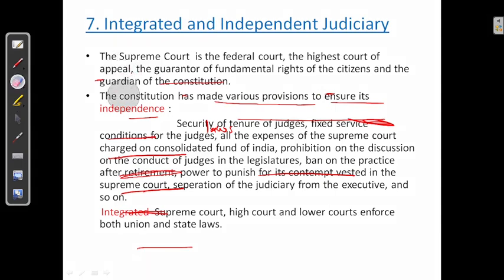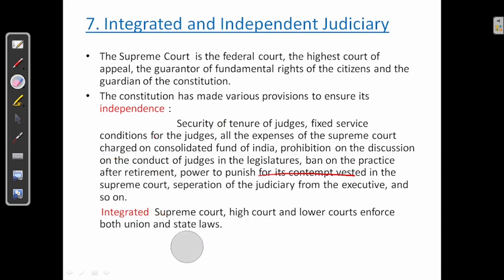Next we will see the integrated and independent judiciary. Supreme Court is a federal court, the highest court of appeal, guarantor of fundamental rights of the citizens and the guardian of the Constitution. We all know lower courts appeal to high courts and high courts appeal to the Supreme Court. Supreme Court is the highest court of appeal. So it is the highest court of appeal that guarantees the fundamental rights to the citizens and also guards the Constitution. Next, the Constitution has made various provisions to ensure its independence.